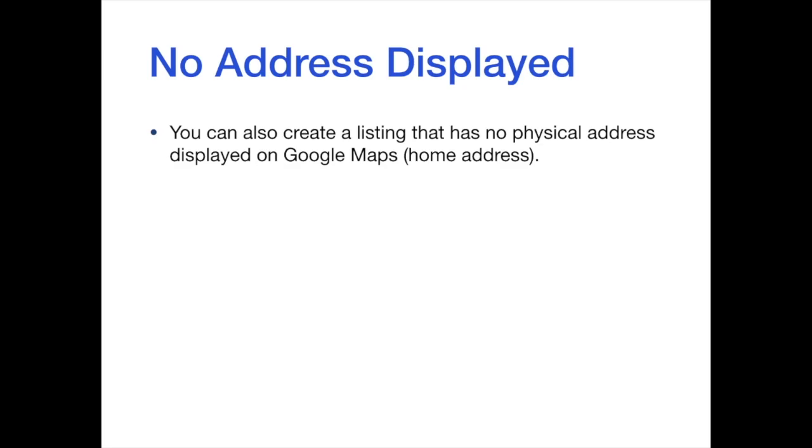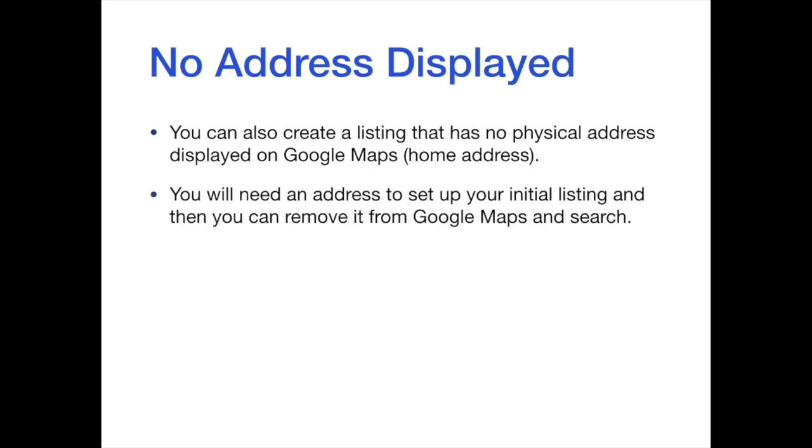Just to show you, if you happen to have a listing where you're not wanting to have your physical address displayed on Google Maps, for example with your home address, there is a way that we're able to do that. Just to reiterate that you do need to have your address available so that you can set up the initial listing, but we'll walk through how you can remove that.